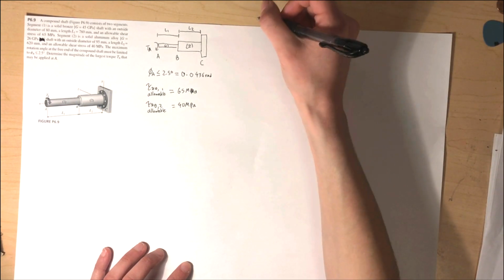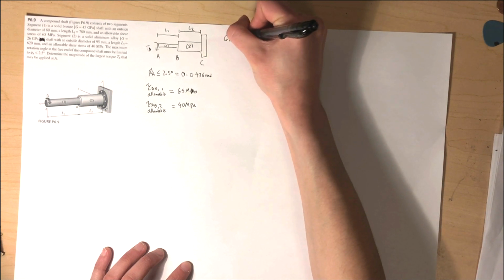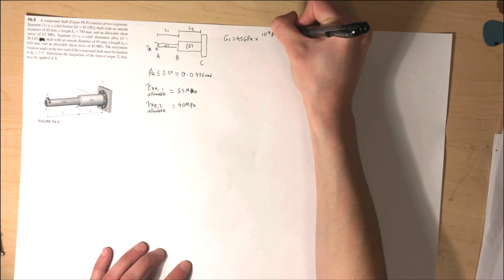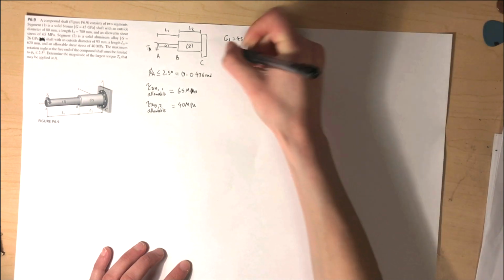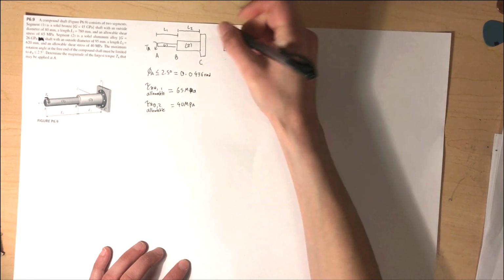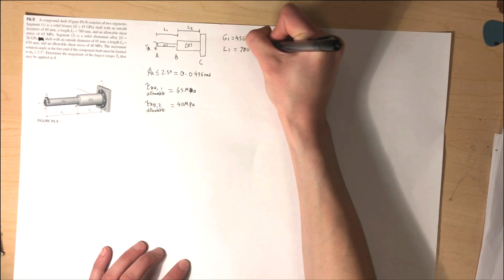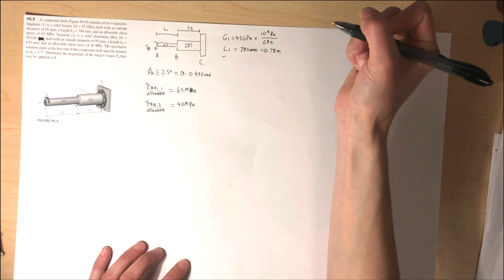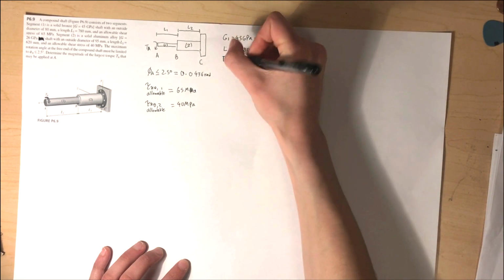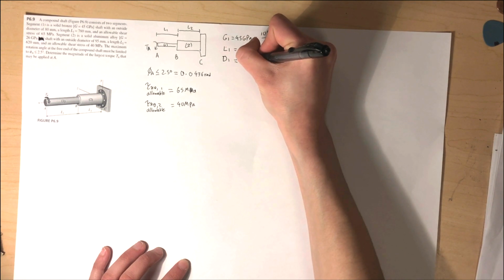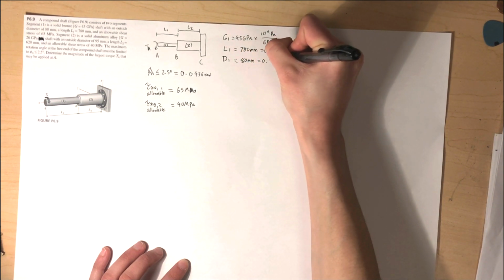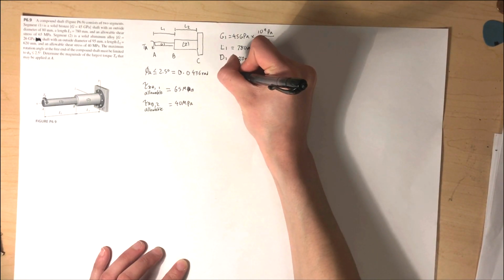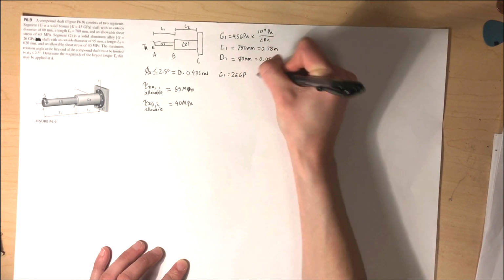We also know that G1 is 45 GPa, which is equal to 10 to the 9 pascals per GPa, and L1 is 780 millimeters, or 0.78 meters. Lastly, we know that the diameter of segment 1 is equal to 80 millimeters, or 0.08 meters. For our second member, member 2, we have that G2 is 26 GPa, which we can convert to pascals.